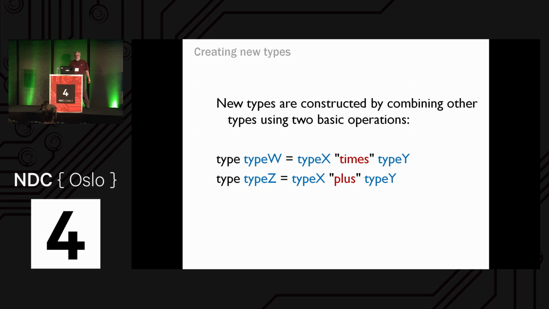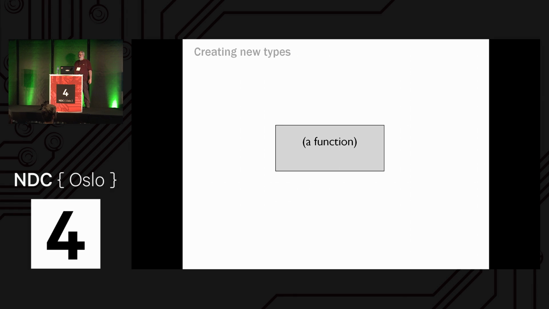Okay, now that sounds a bit weird. How can you multiply a type? How can you add a type? What does it even mean? So let's look at what this means. Here's a function, and we're going to use the classic picture of a function. It's a little box, and there's an input and there's an output.